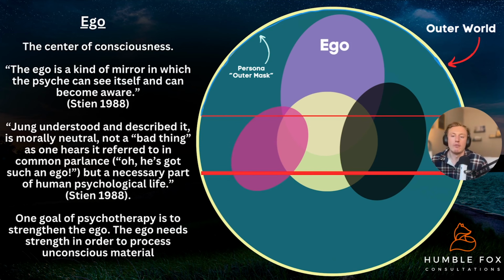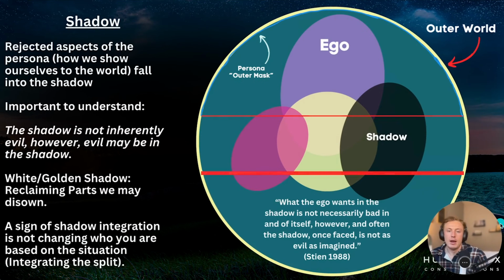As one hears it referenced in common parlance, oh, he's got such an ego, but it's a necessary part of human psychological life. So like I mentioned, that phrase, oh, he's got such an ego, is like this idea of a narcissistic personality disorder, or somebody who thinks of themselves very highly, which for whatever reason we have shame towards. It's more so this tool, this aspect of the psyche. And so one goal of psychotherapy is to strengthen the ego. The ego needs strength in order to process unconscious material. So remembering that, now we're going to talk about the shadow.